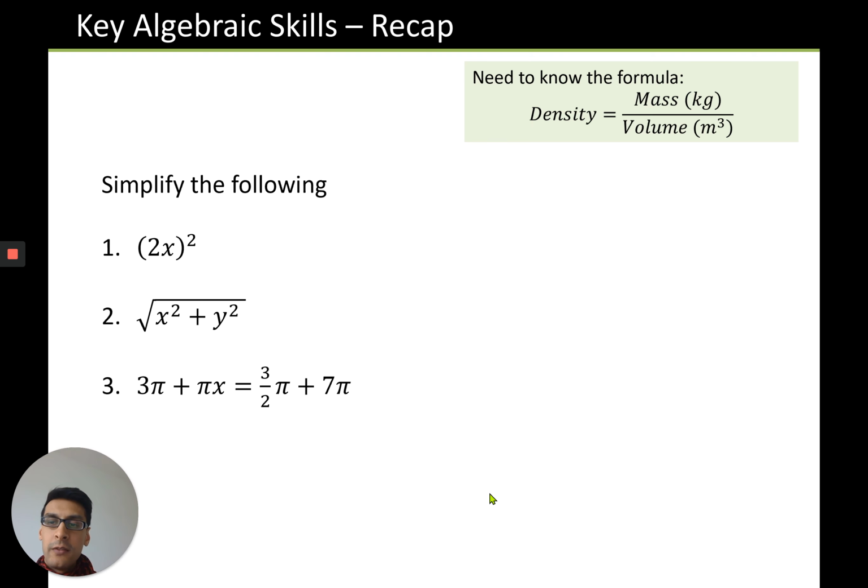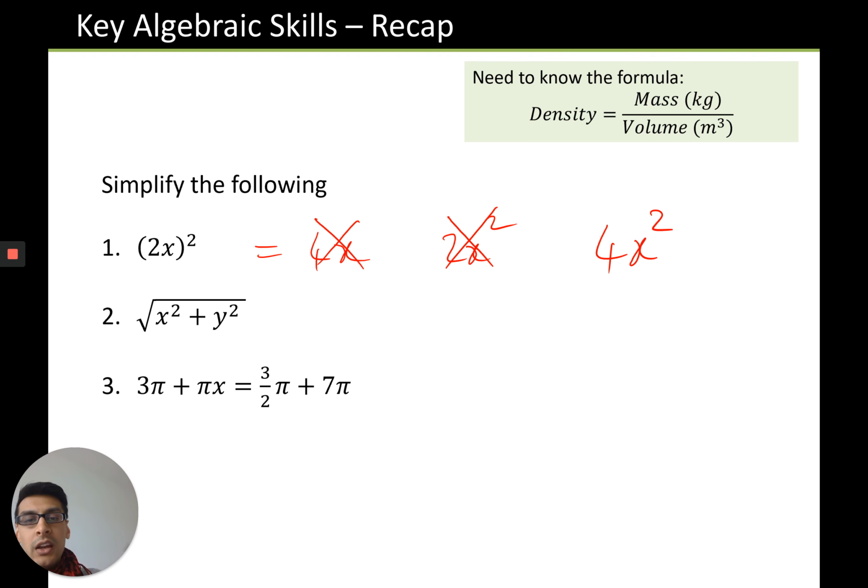Simplify the following for question 1. When you do 2x squared, the common mistake is people put 4x squared or 4x, or they put 2x squared, which is wrong, both wrong. Hopefully you did not make the silly mistake. 2x squared means 2x times 2x, so you should get 4x squared.